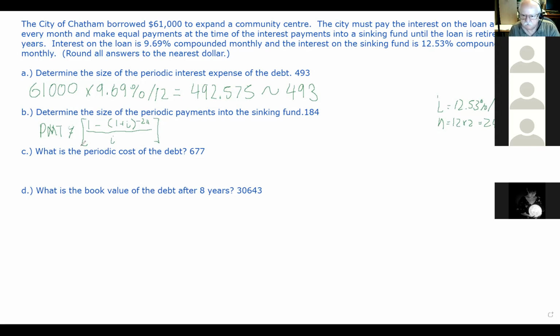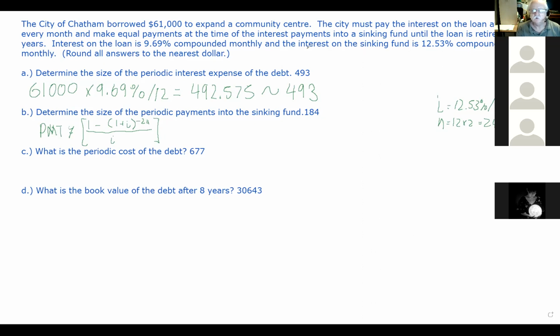What calculation have I done here? It's not making any sense at the moment. The size of the payment. It's got to be times. So what did you do, Gurminder, to get the 184? Because obviously what I've done here is making no sense whatsoever.